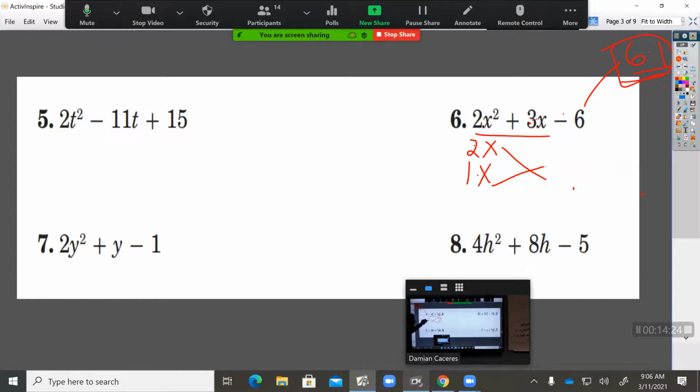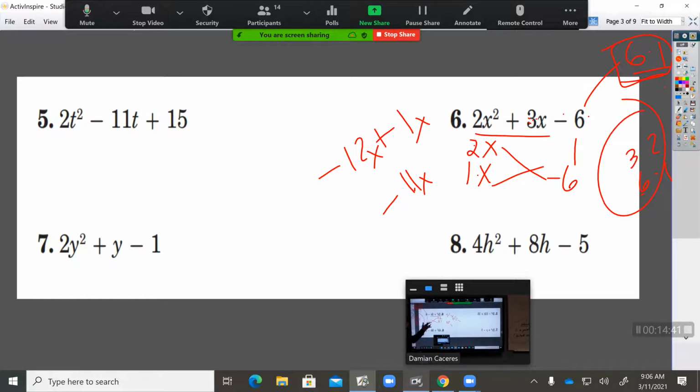If I flip it and put the 6 on the bottom, I get negative 12 plus 1, which is negative 11x. Is that the correct middle number? No. If there's no other way to get 6, and you tried 3 and 2 and 6 and 1, and none of it worked, you cannot factor this problem. This answer is prime.